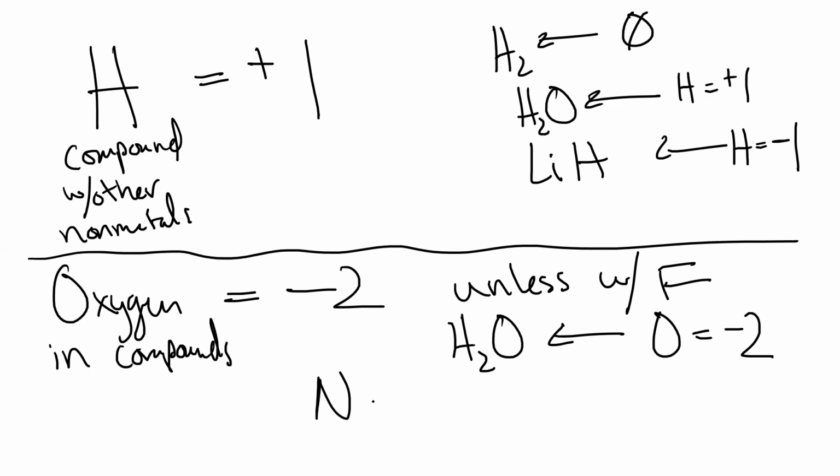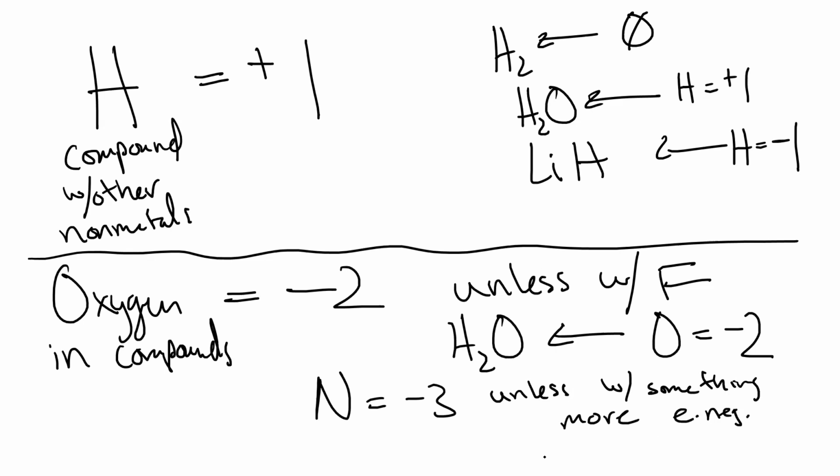By these same rules, nitrogen is typically -3 unless with something more electronegative than it. So if nitrogen is paired with oxygen, if nitrogen is paired with chlorine, potentially. If it's paired with fluorine, potentially. However, if nitrogen is paired with phosphorus, if nitrogen is paired with carbon, it will have -3. Okay.